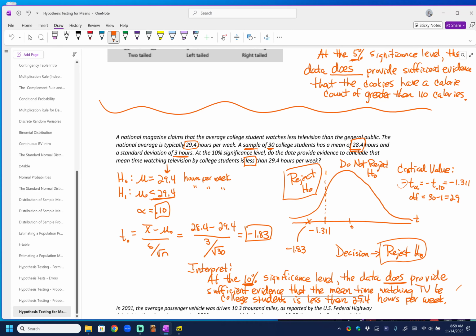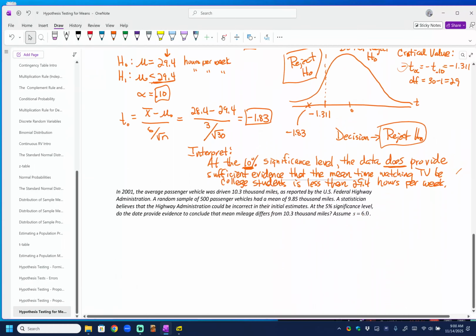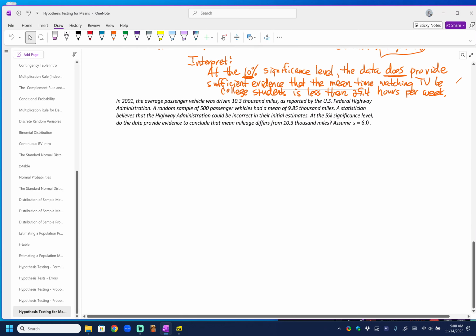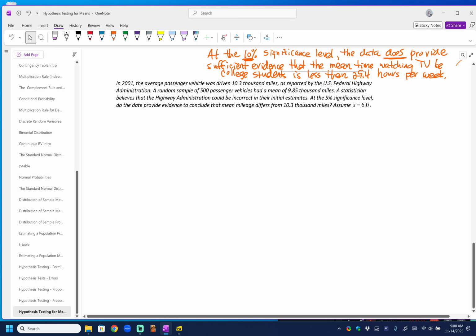Last example here for the critical value method. In 2001, the average passenger vehicle was driven 10.3 thousand miles, as reported by the U.S. Federal Highway Administration. A random sample of 500 passenger vehicles had a mean of 9.85 thousand miles. A statistician believes the Highway Administration could be incorrect in their initial estimates.